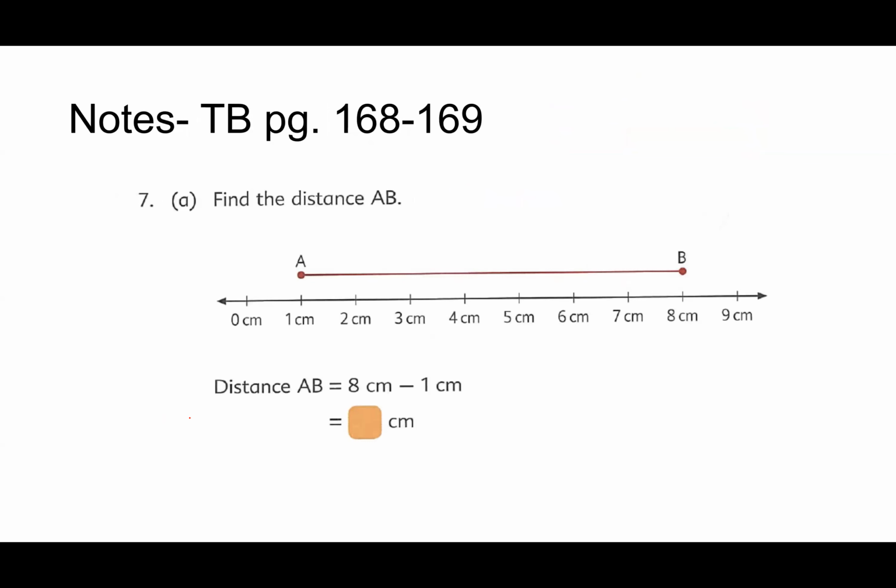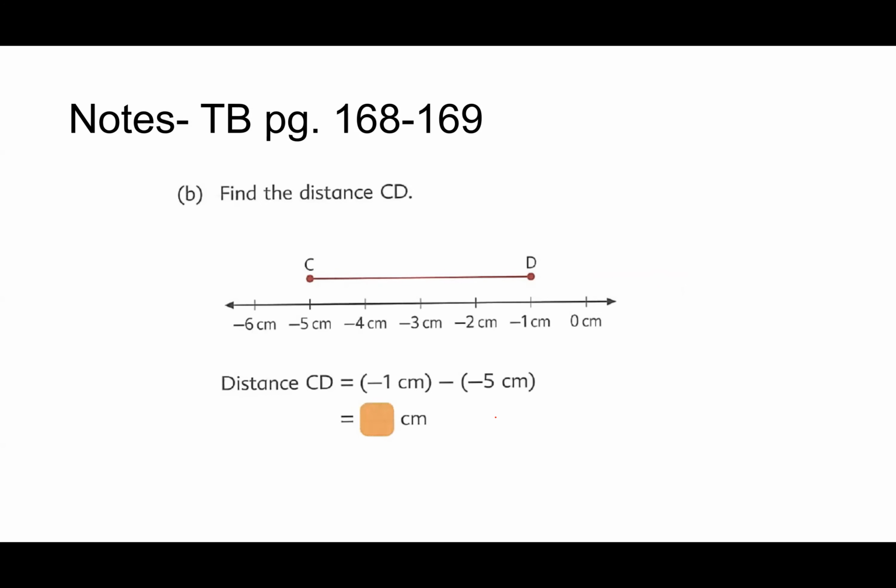Okay, so this problem from your textbook says find the distance from A to B. Really, we can think of this as another word for difference, right? What's the distance from A to B? Maddie, it would be 7 centimeters, and that's the difference, right? 8 minus 1. Makes sense to everybody? Eyes up here. We're not working ahead today, you guys. Okay, how about the next one? Find the distance from C to D.